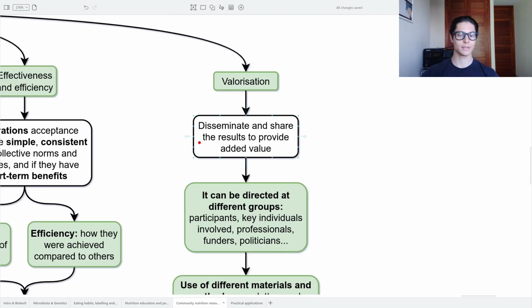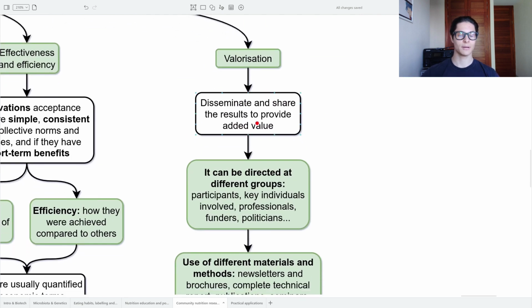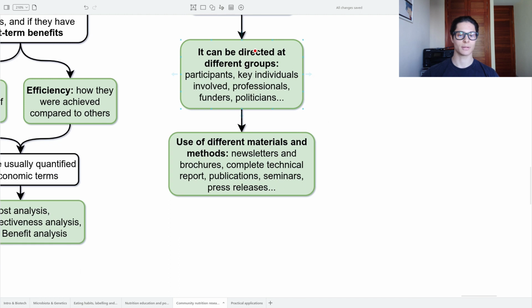And last but not least, we have the valorization. Here, we disseminate and share the results to provide added value to others. It can be directed at different groups, such as the participants of the intervention, the key individuals involved, the professionals, the funders, or even the politicians.